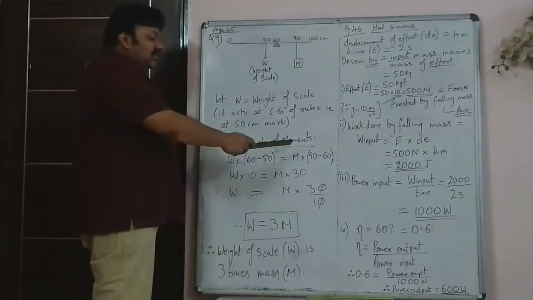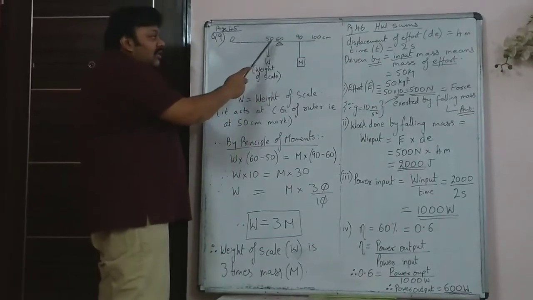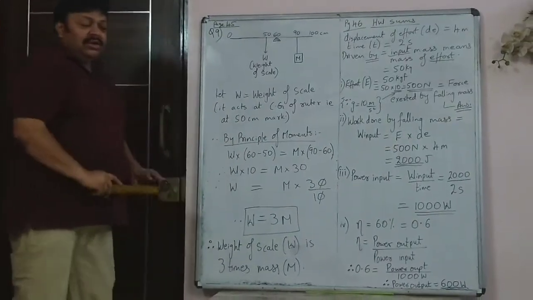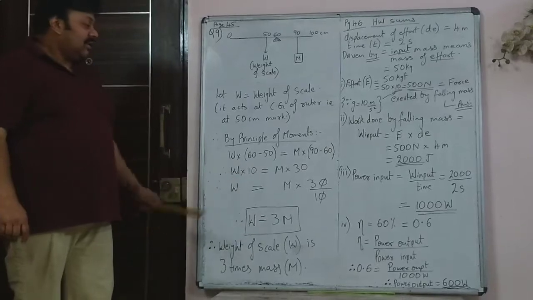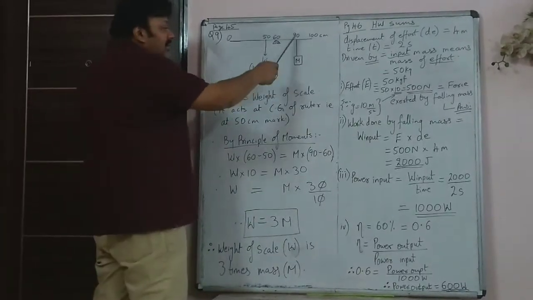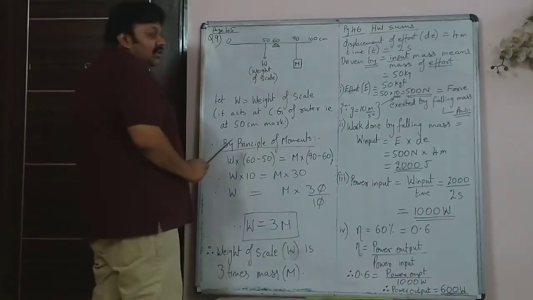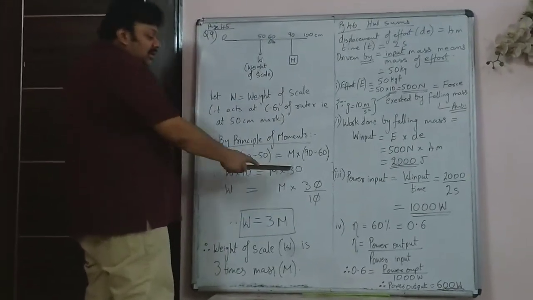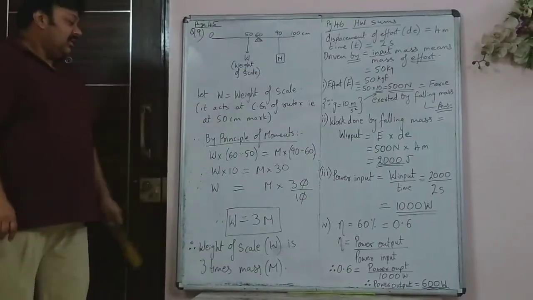So you have the principle of moments: weight into the distance between the point where the weight is acting and the fulcrum, that is the support. So weight into 60 minus 50, that is weight into 10, that is the total anti-clockwise moment. And on the other side you have mass into this distance, 90 minus 60, the distance between this force and the fulcrum, so that is 30. So W into 10 is m into 30.